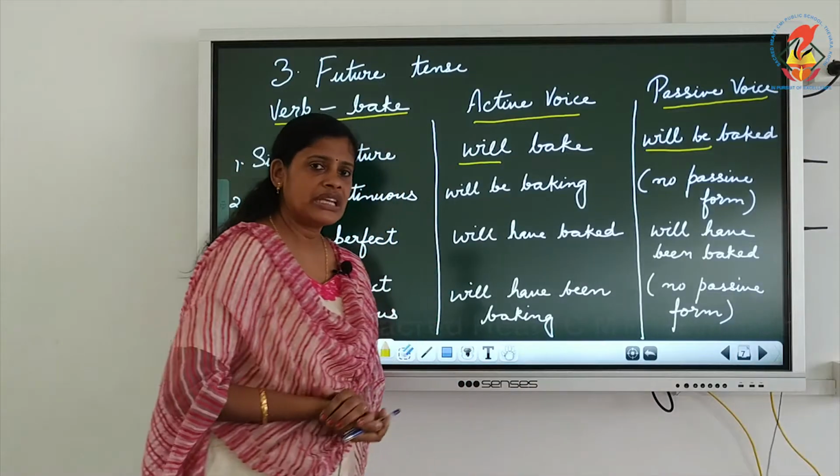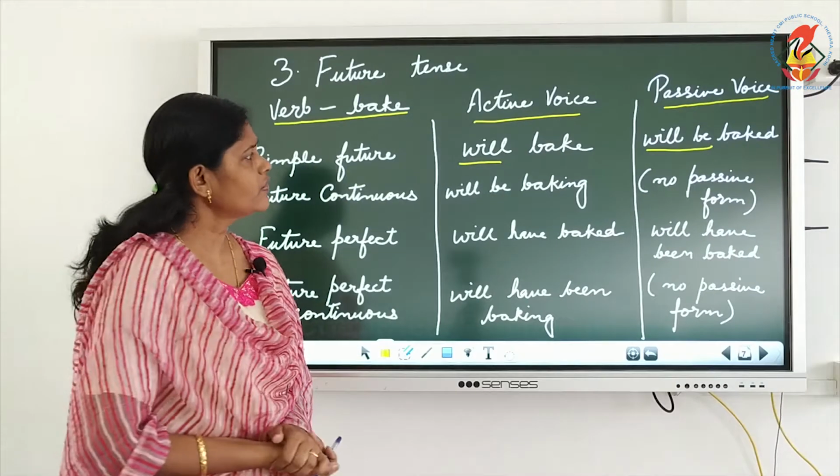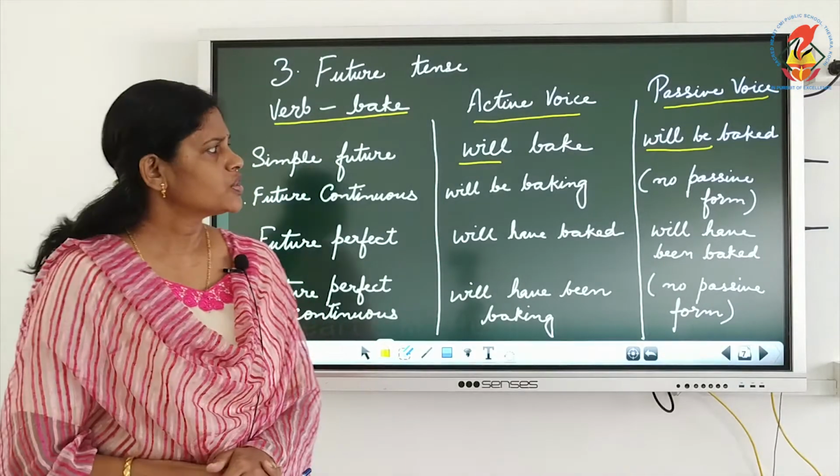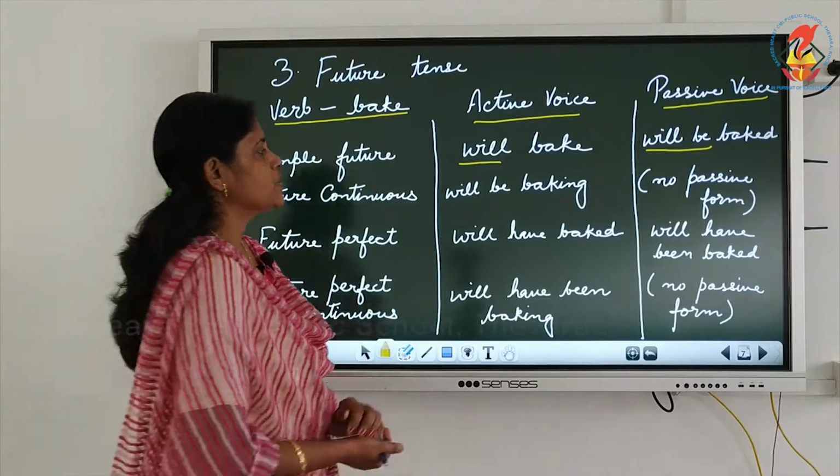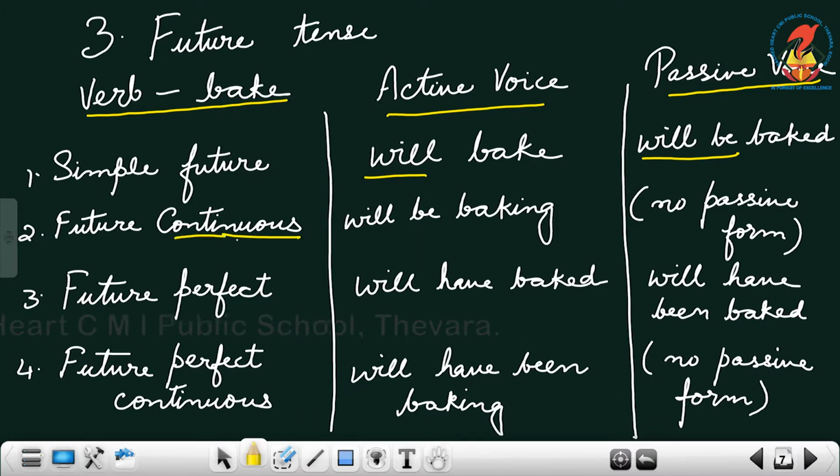Will or shall is generally used in future tense, and in active voice generally we take will or shall. So it will be will be or shall be. Future continuous tense, it is will be baking. Whenever the word continuous comes, you know the ing form comes. But we don't have a passive form for future continuous tense. In future perfect tense, we use the words will have baked, and in passive voice it is will have been baked. Will have, and the word been is added.